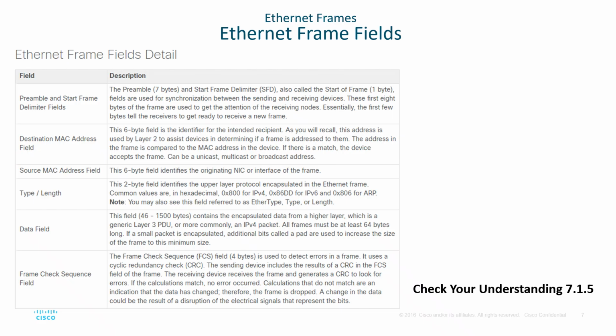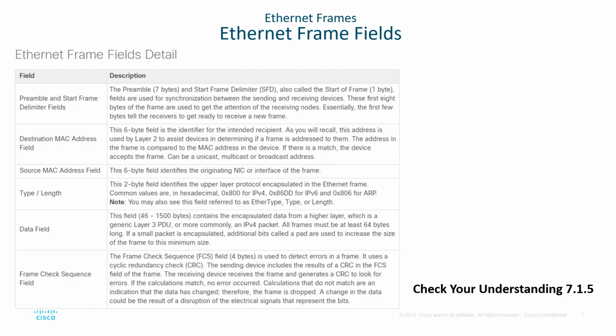Your destination MAC address, pretty self-explanatory. It is a 6-byte field, and it is the identifier for the intended recipient. Your source MAC address, again, 6-byte field, identifying the original NIC or interface of the frame. Your type or length is a 2-byte field. This identifies your upper layer protocol that is encapsulated into that frame. So in hexadecimal values, 0x800 identifies an IPv4 packet.